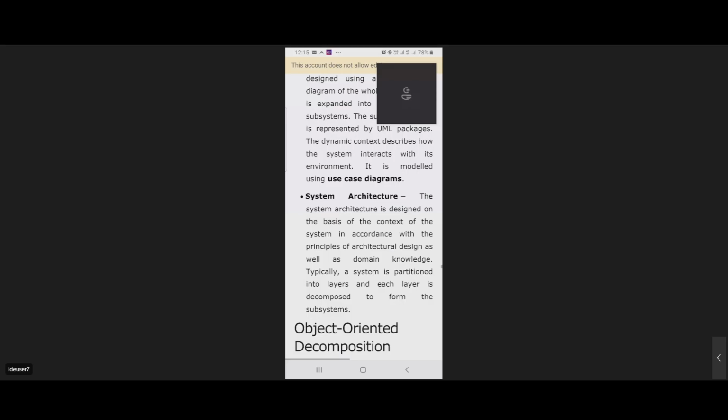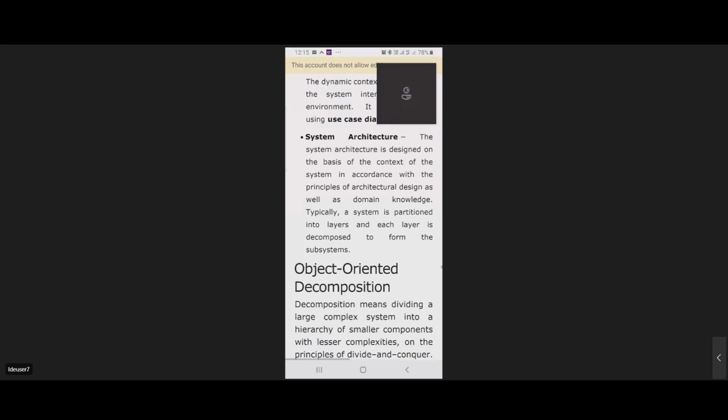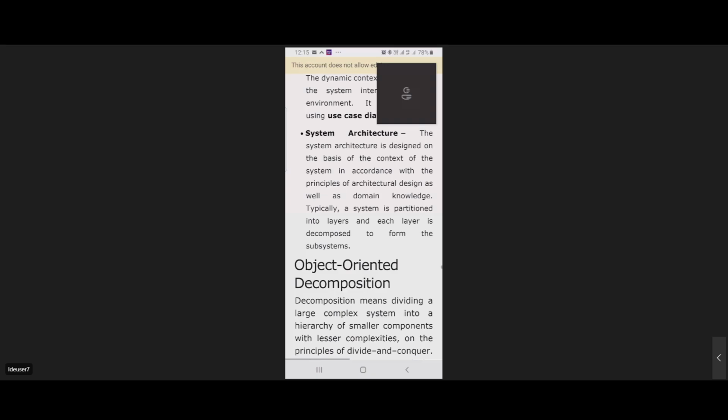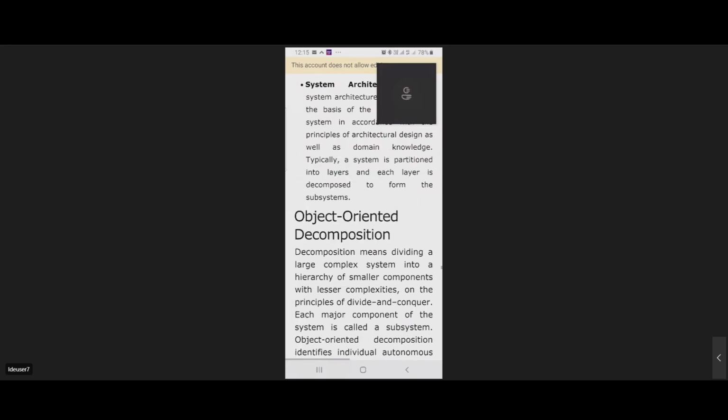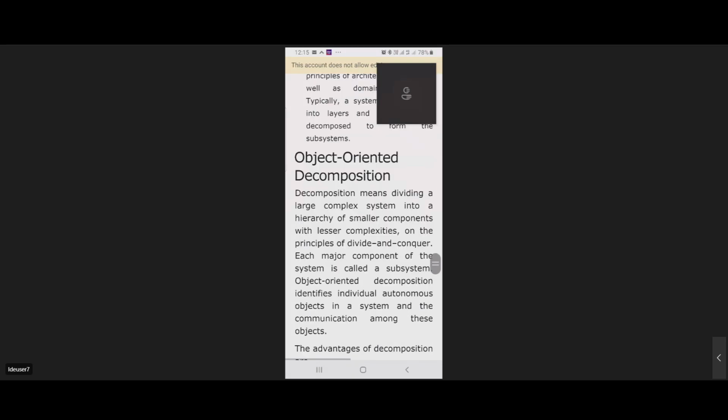System architecture is designed on the basis of the context of the system, in accordance with the principles of architectural design as well as domain knowledge. Typically, a system is partitioned into layers, and each layer is decomposed to form subsystems. What is decomposition? This means dividing a large complex system into a hierarchy of smaller components with lesser complexities, on the principles of divide and conquer.